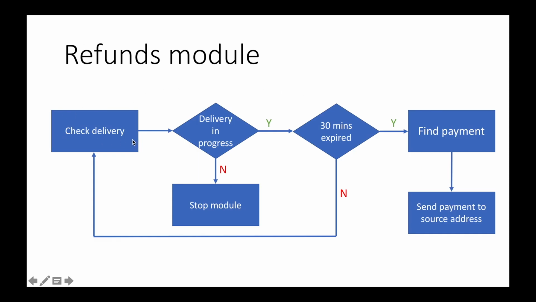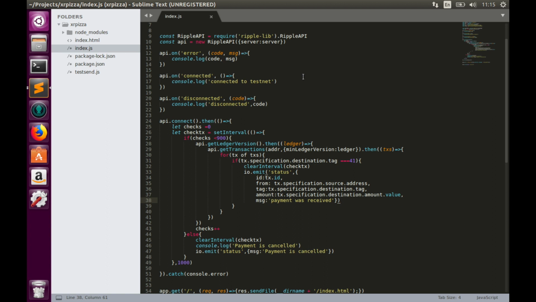Firstly, we check delivery status. If delivery is not in progress already, we simply stop the module. If it's still in progress, we check whether our 30 minutes guaranteed time has expired or not. If not, we check delivery again. If time has expired, we pick a transaction from the history, construct a new transaction from it, sign it, and send it back to the sender. This is our source code in index.js, and here is the implementation of the payments module.